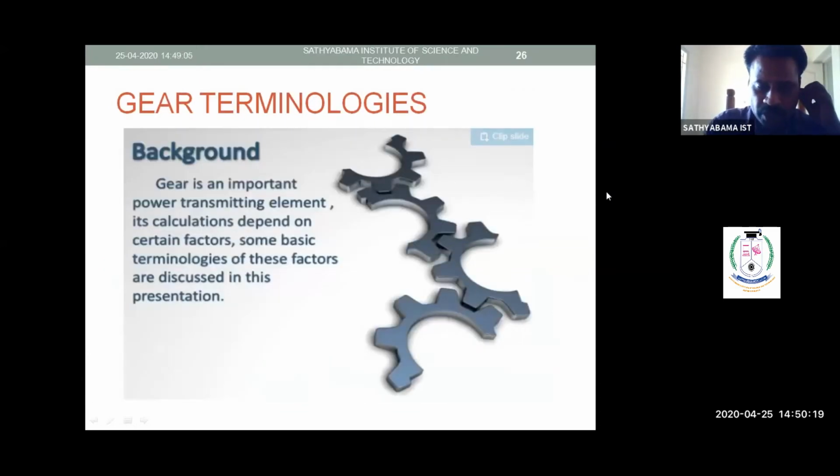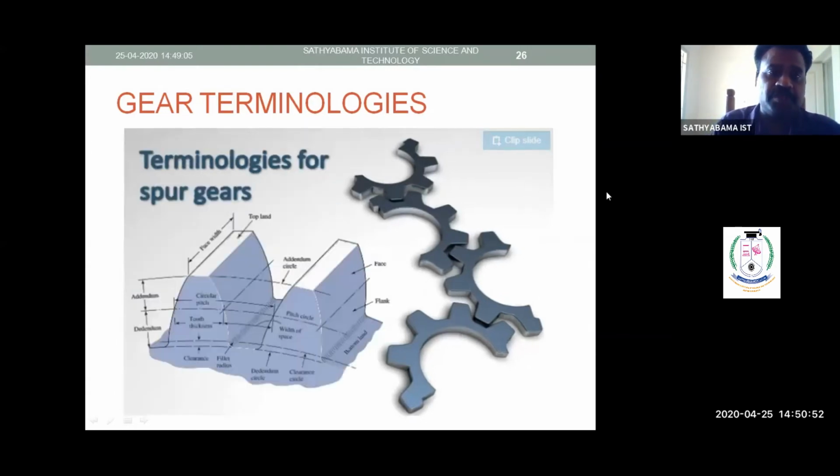So far, I was supporting my lecture on how the gears are manufactured and the history behind it. Though we are mechanical engineers, we must know the history behind gears rather than simply using them like other persons. Next, let us see what the technical terms associated with this are. In this picture, you can see two or three wheels. A gear is an important power transmission element. Its calculations depend on certain factors. Some basic terminologies of these factors are discussed in this presentation. This is a pictorial view.